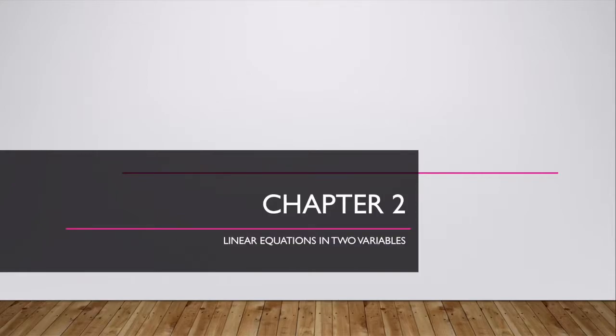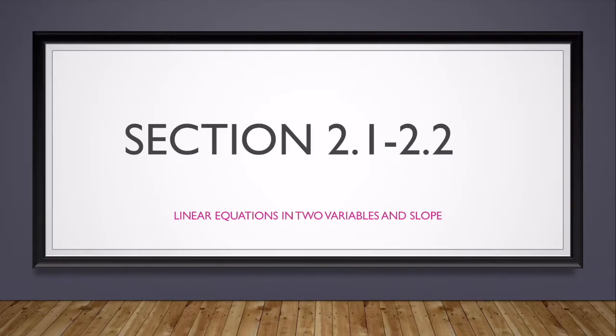Chapter 2 is all about linear equations in two variables. In Chapter 1, we were working in one variable, so we were graphing on the number line. Now that we're working in two, we're going to learn to graph on the overlap of two number lines, otherwise known as the coordinate plane or the xy plane. So let's do a brief introduction to that. Section 2.1 to 2.2 is about linear equations in two variables and their slope.